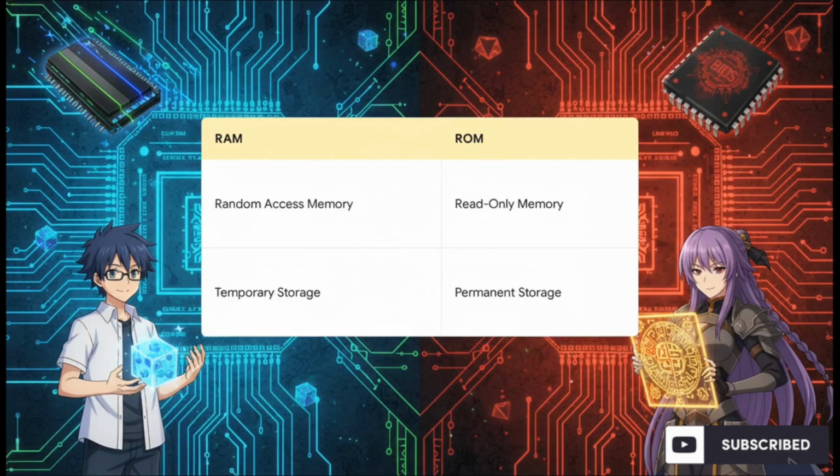Next up, let's chat about memory, RAM and ROM. RAM, or Random Access Memory, is like the computer's short-term memory. It's super fast and holds on to whatever you're working on right now. But the second the power goes off, poof, it forgets everything. On the other hand, you have ROM, or read-only memory. That's permanent. It stores the really essential stuff the computer needs just to start up, and you can't easily change it.